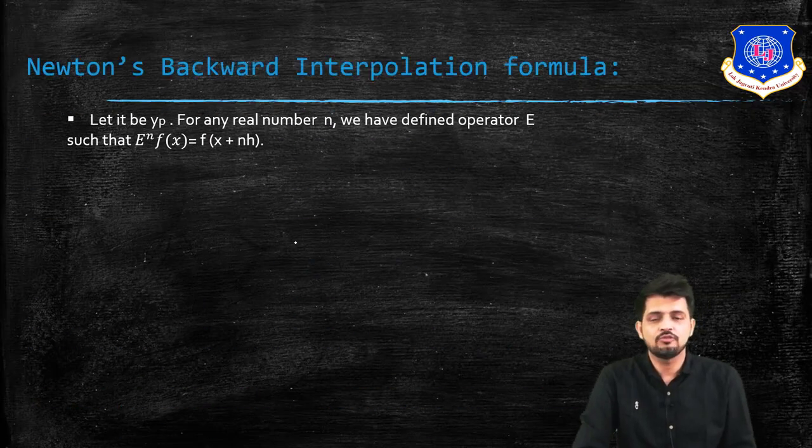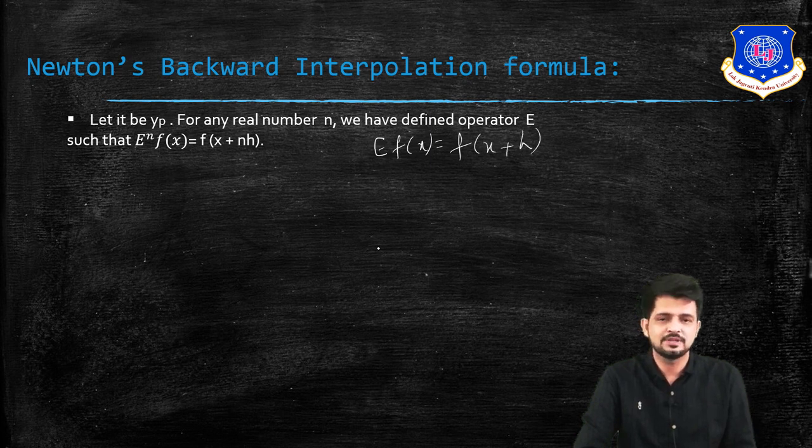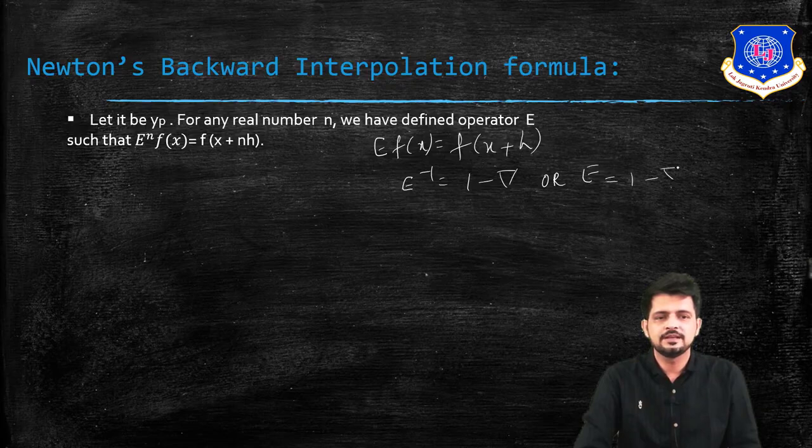Here also we are going to use the shift operator E of f of x. What is E of f of x? E of f of x is f of x plus h, and we have to also use this relation: E inverse is equal to 1 minus nabla, or I can also write it as E is equal to (1 minus nabla) inverse. We have to use this relation.